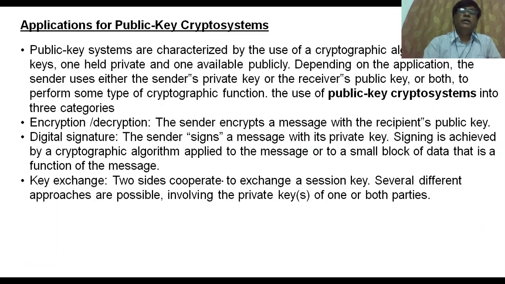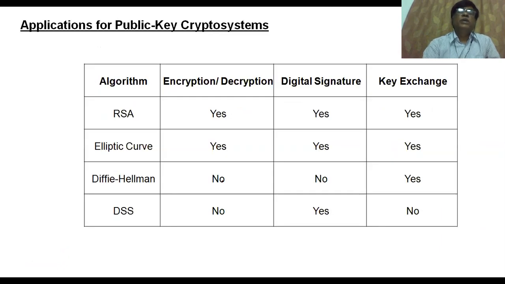These are the different applications: encryption, decryption, digital signature and key exchange. We have different public key cryptography algorithms. RSA is one of the algorithms, then the elliptic curve algorithm, Diffie-Hellman algorithm, DSS algorithm. The RSA algorithm has all 3 applications, elliptic curve also has 3 applications. Some of these applications are supported by different algorithms.